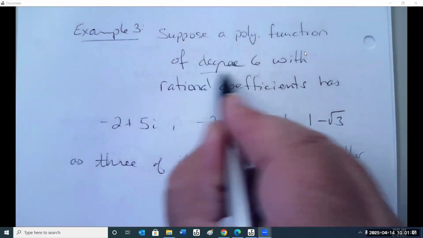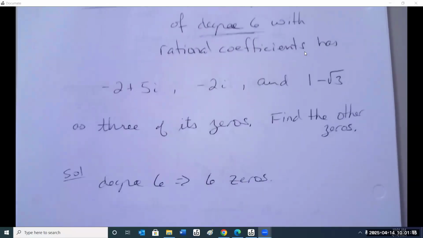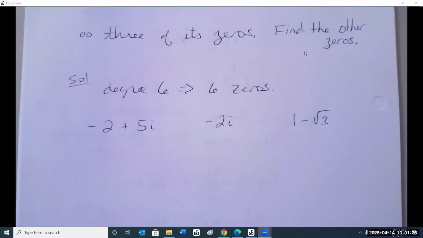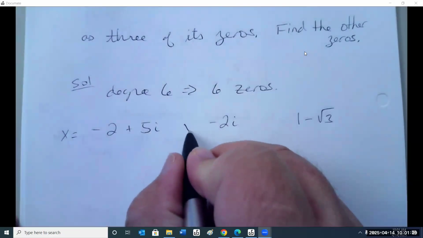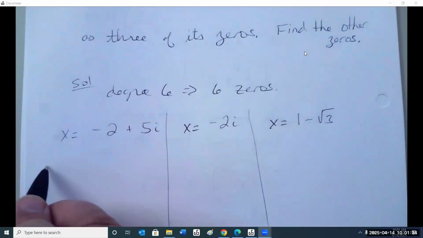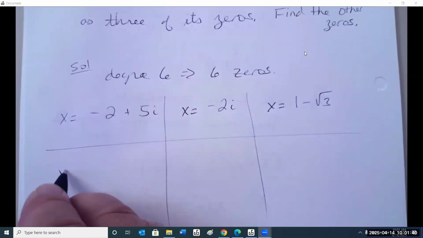Remember, it's a polynomial of degree 6. So what does that tell us? If it's degree 6, we have 6 zeros. So we have -2 plus 5i, we have -2i, and we have 1 minus radical 3. That's 3 of them. So that's x equals this one, x equals that one, and x equals that one. So we need 3 more. What are those 3 going to be?